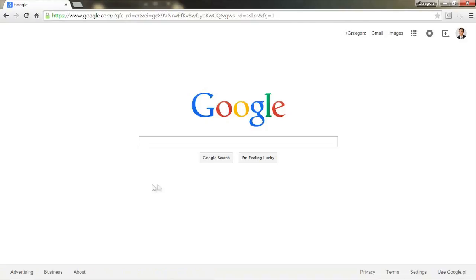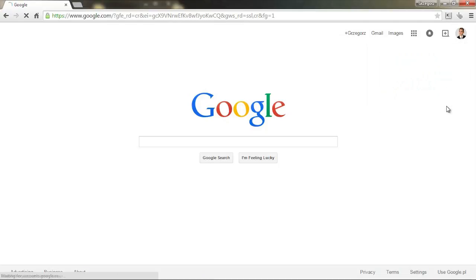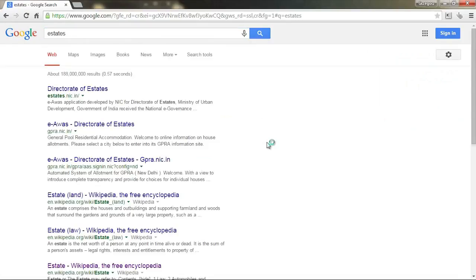An important thing before starting the analysis of any keyword is to log out from our Google account. It would be good also to delete the cookies. Let's start the analysis. After entering the word estates, we have about 188 millions of results, which we can check here. I have to admit that if I want to position my internet site on such a keyword, it would take me a few months, even years. 180 millions of results is a huge competitiveness.